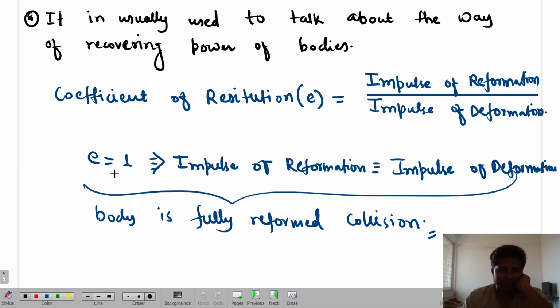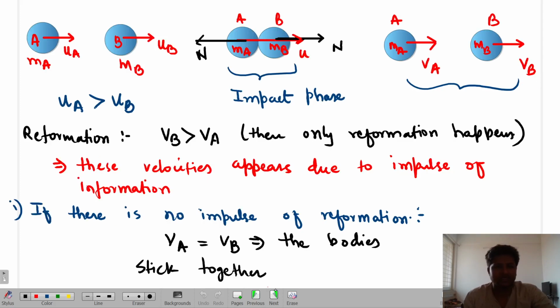Let's suppose E is equal to 1. That implies the impulse of reformation is exactly equal to the impulse of deformation, meaning the body fully recovers after the collision. For example, if you collide two balloons, they change their geometrical shape, but as soon as they separate they regain their shape, isn't it?